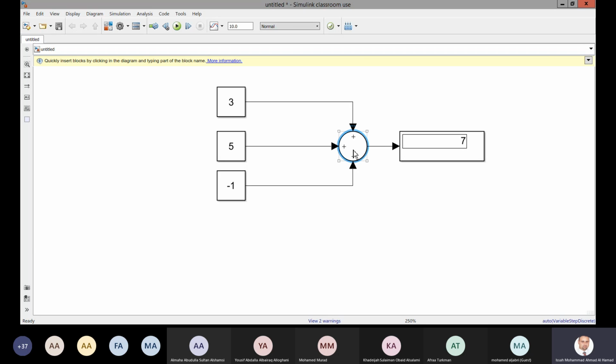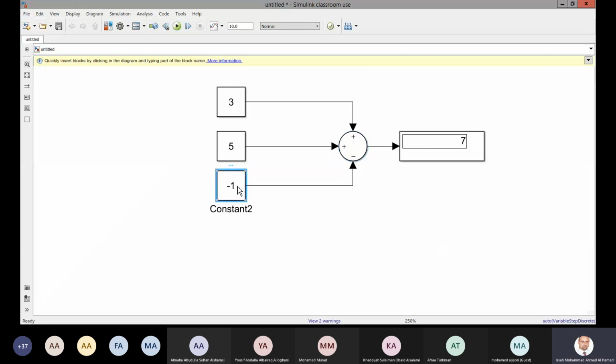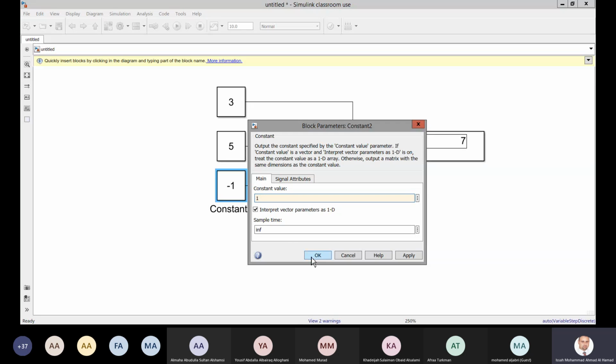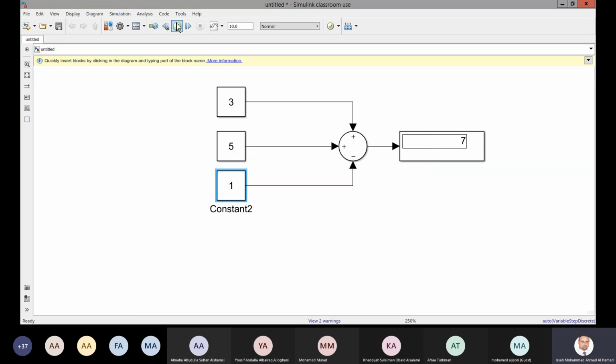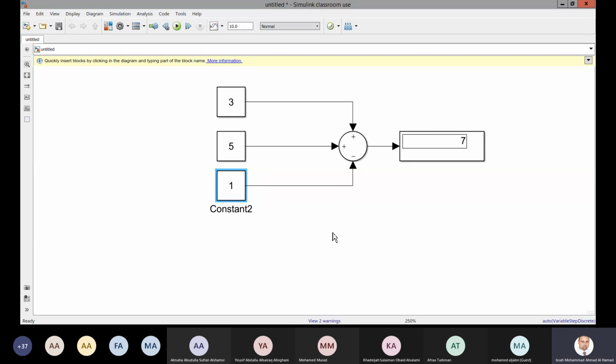Okay, so let's try to add a minus sign here. And return this to 1 and run. So we will get the same answer. So this works for plus and minus.